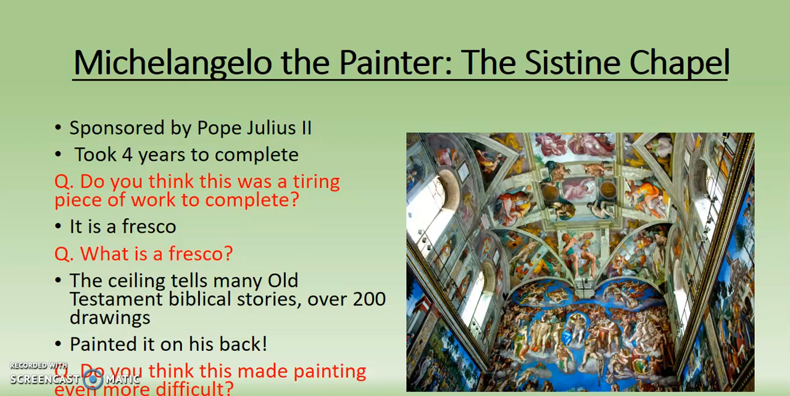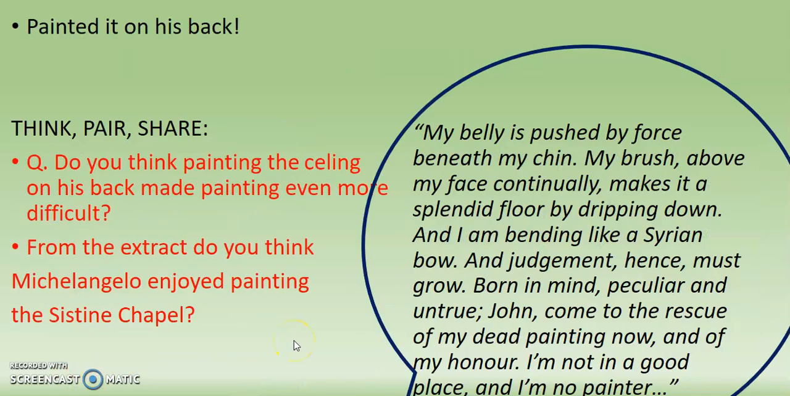Later, when Michelangelo was an old man, he painted a huge fresco called The Last Judgment on one of the walls of the Sistine Chapel. He painted that on his back.